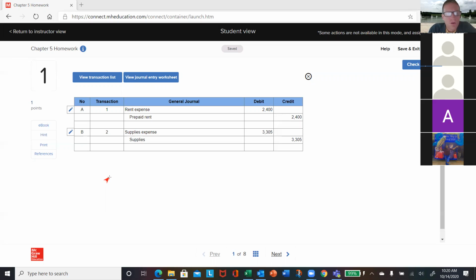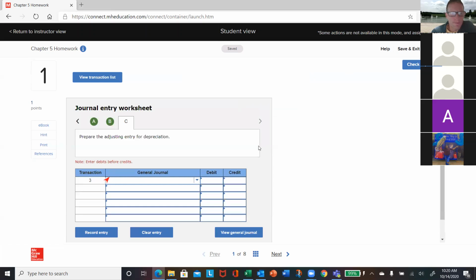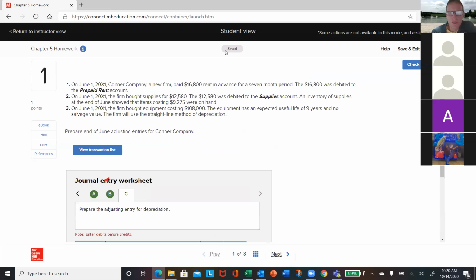Okay, so that's the two entries. That's the first two on this particular problem. So let me go back to the transaction list. Let me get back to the connect, and let's look at the third type. And the third one is going to be the depreciation adjustment. So this is number 3.